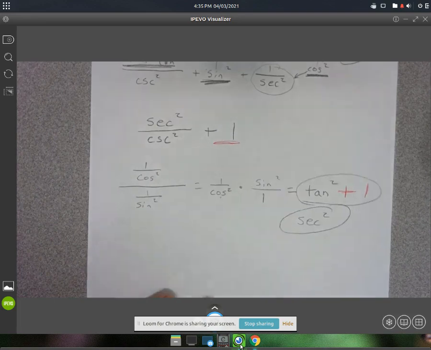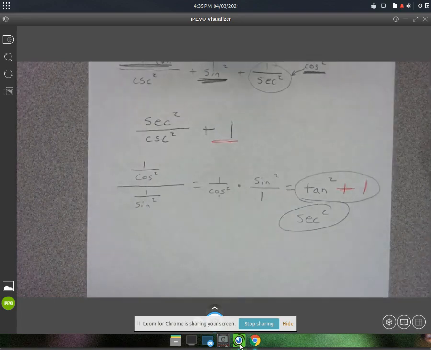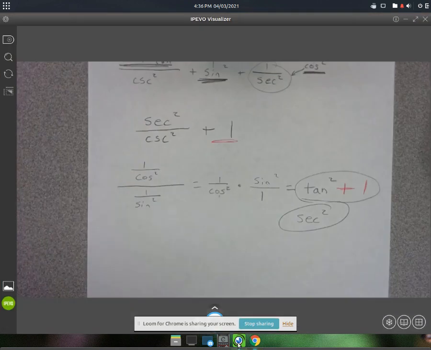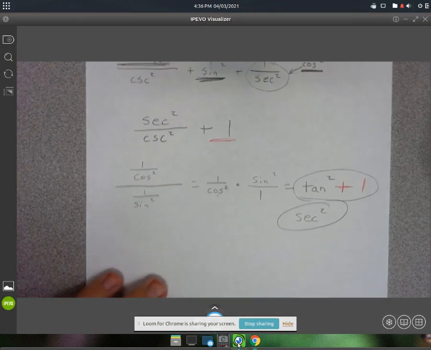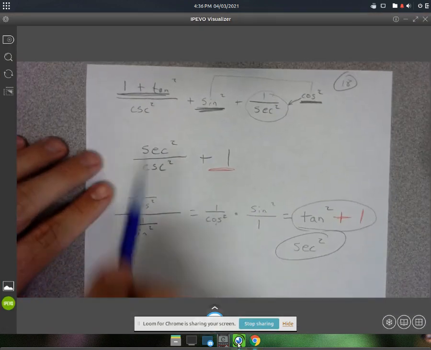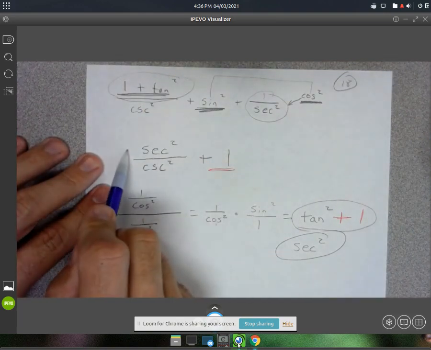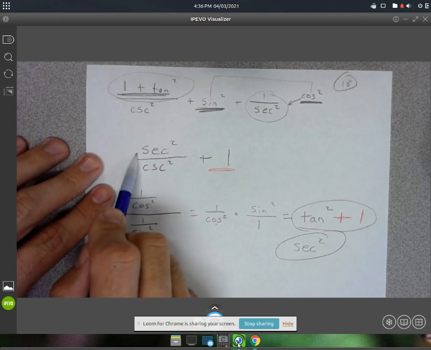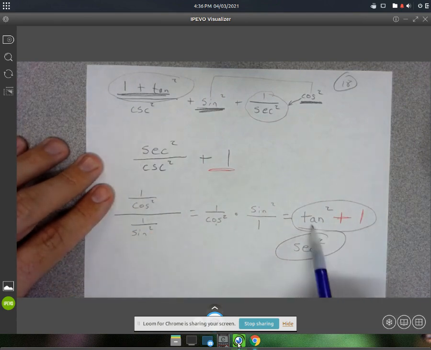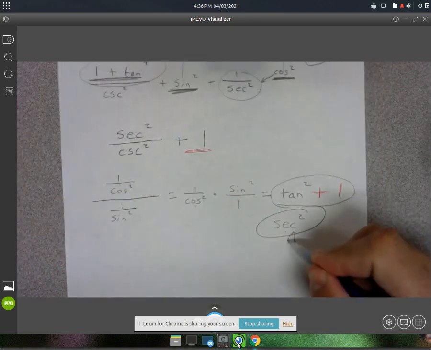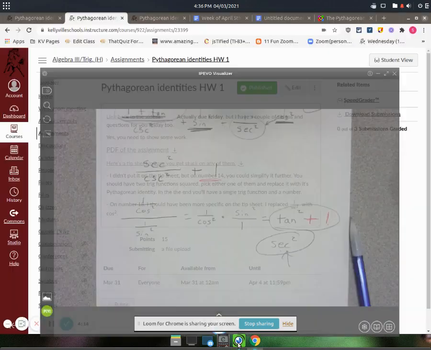Is that right? Let me check, one sec. Yeah, that is right. I don't know why I froze up on that. I had said that earlier in the video. 1 plus tangent squared was equal to secant squared right here. And so down here, I ended up getting a tan squared plus 1, and that's also equal to secant squared. So that was it. Secant squared, that's my final answer. Locking it in.